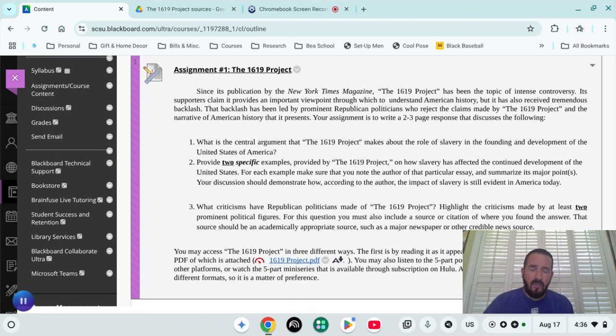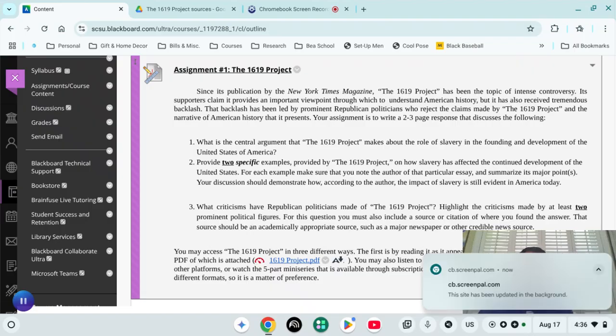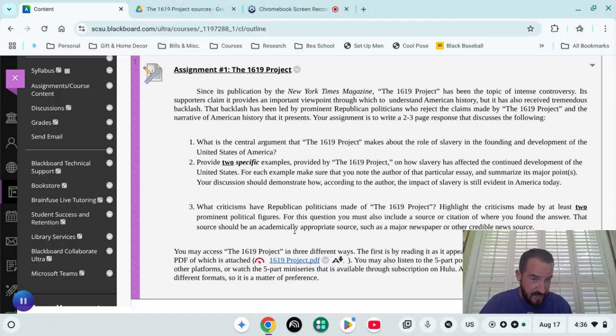Question number 2, provide 2 specific examples provided by the 1619 Project on how slavery has affected the continued development of the United States. For each example, make sure that you note the author of that particular essay and summarize its major points. Your discussion should demonstrate how, according to the author, the impact of slavery is still evident in America today. So make sure you make clear how slavery's impact is still very much with us today.